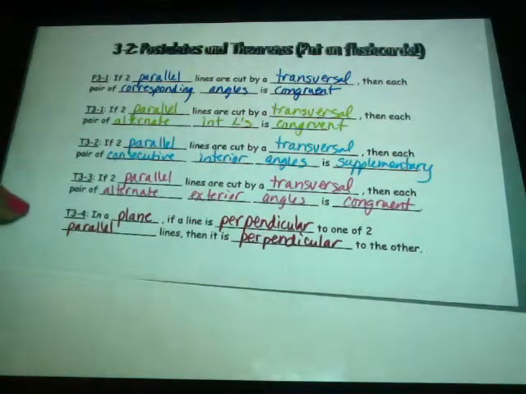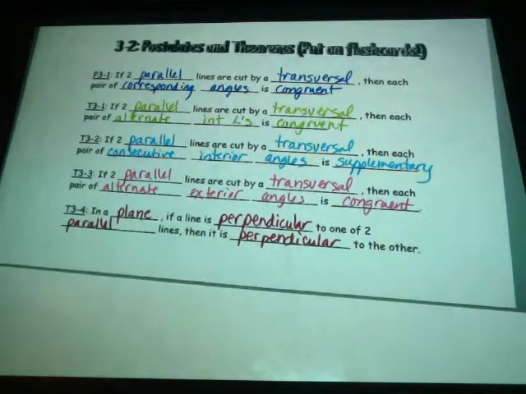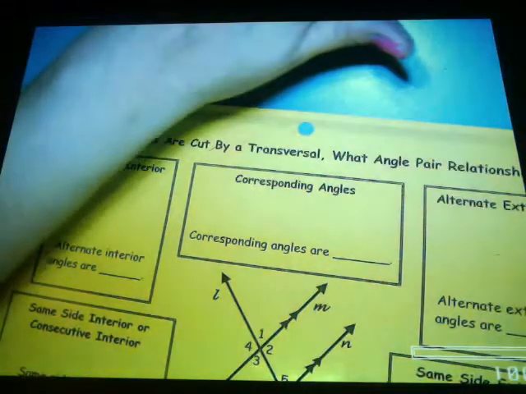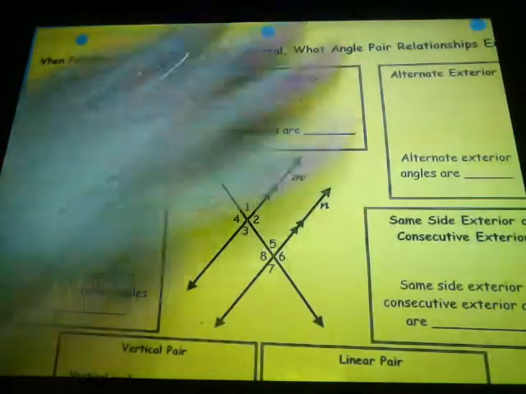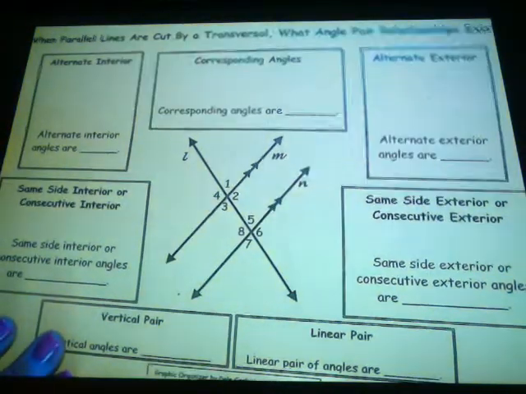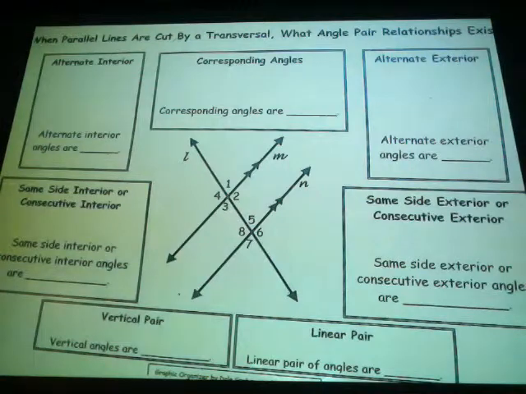And the other thing you've learned is if a line is perpendicular to one of two parallel lines, then that line is perpendicular to the other line as well. So that's one you're going to have to study also. Okay, let's look at this. So let's start finding some of these.